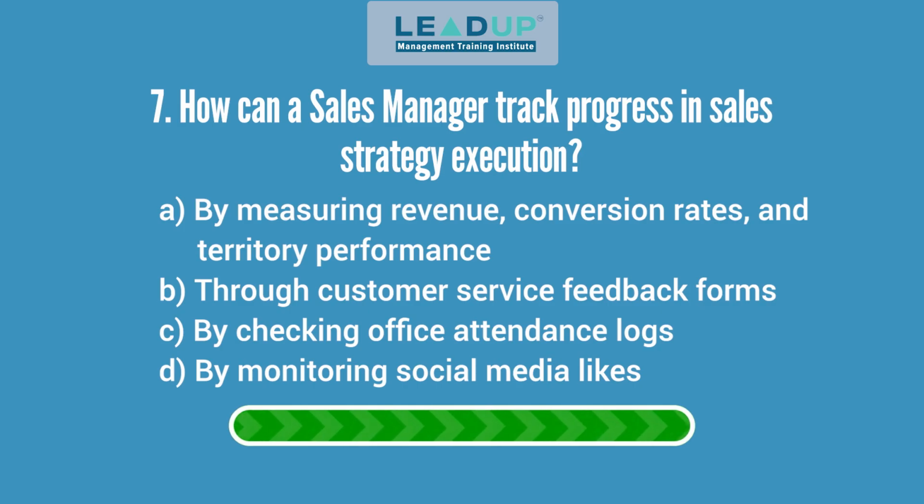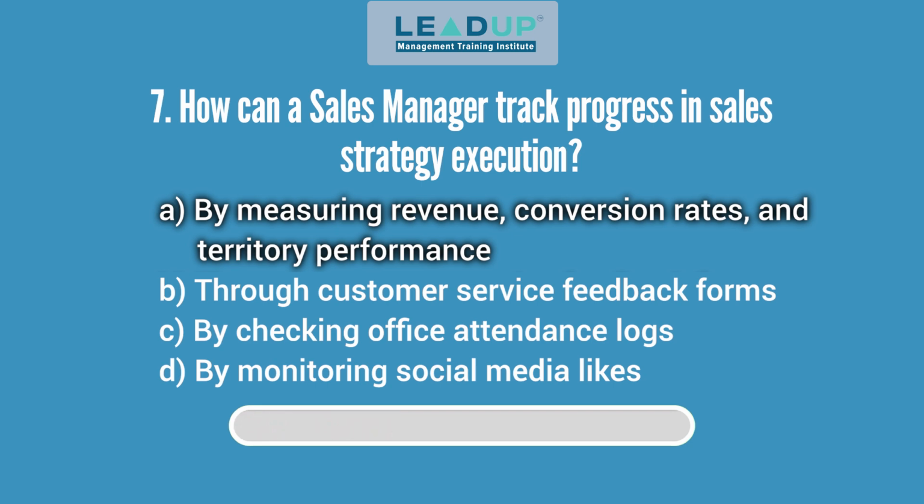Question 7. How can a sales manager track progress in sales strategy execution? A. By measuring revenue, conversion rates, and territory performance. B. Through customer service feedback forms. C. By checking office attendance logs. And D. By monitoring social media likes. Answer: by measuring revenue, conversion rates, and territory performance.